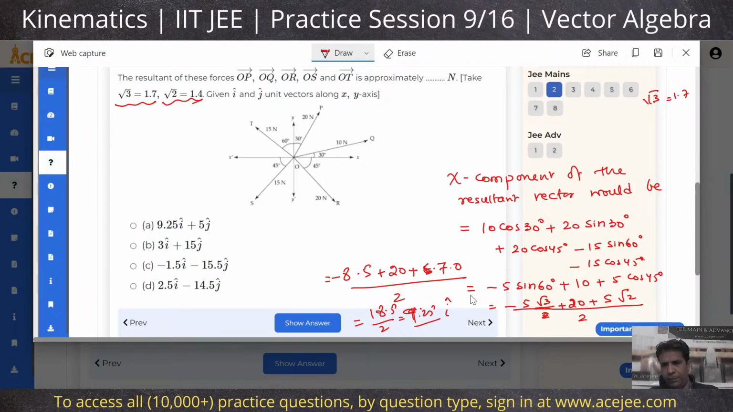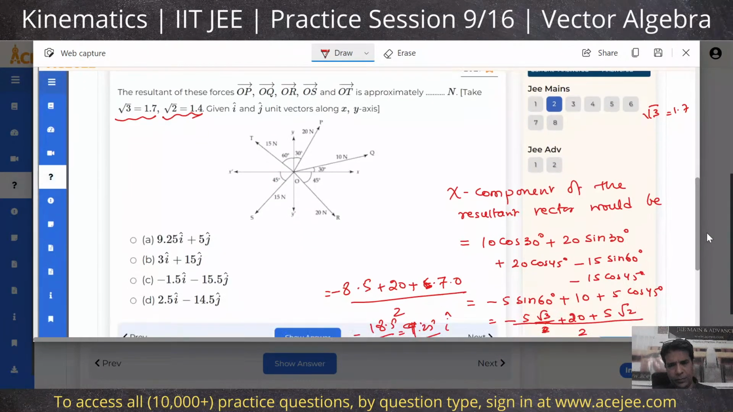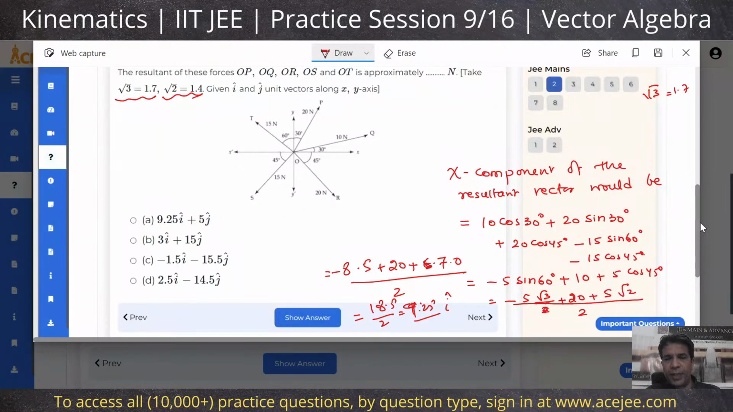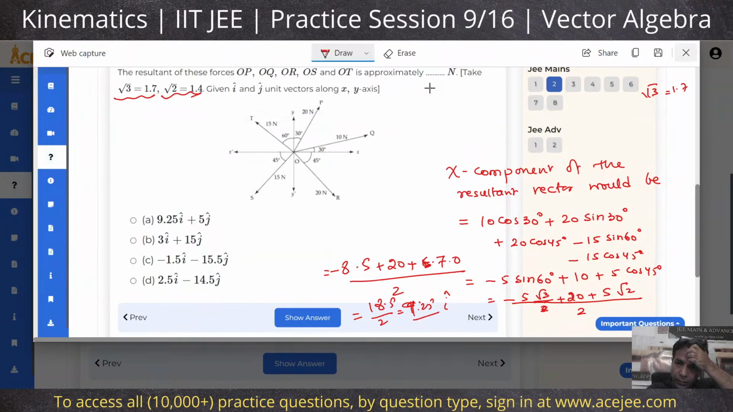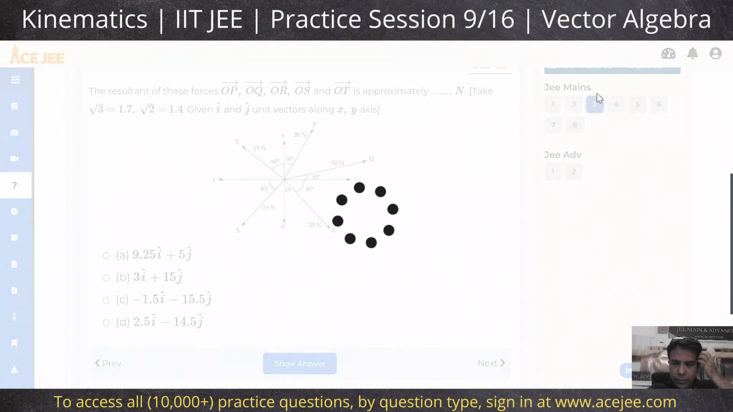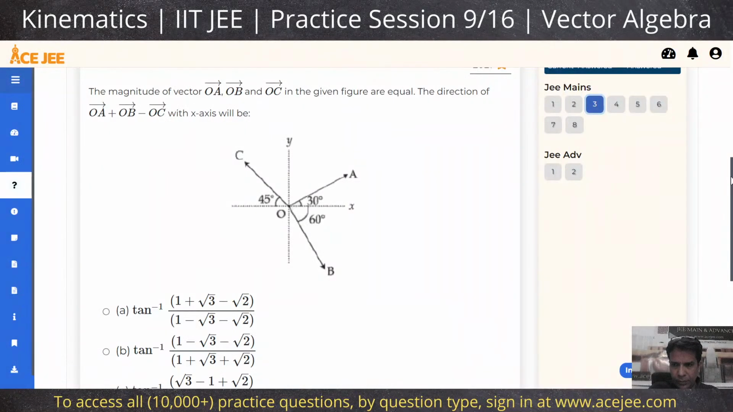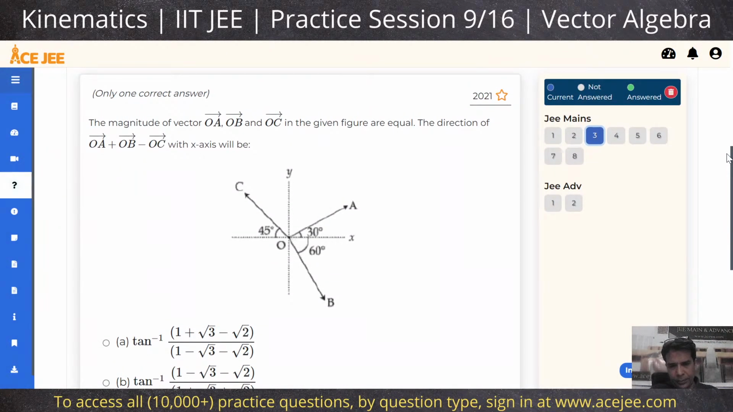Okay. Shall we move on? Ruchika, Chavi, beta, can we move on? Yes, sir. Okay. The magnitudes of vectors OA, OB, and OC in the given figure are equal. The direction of OA plus OB minus OC with the x-axis will be how much?